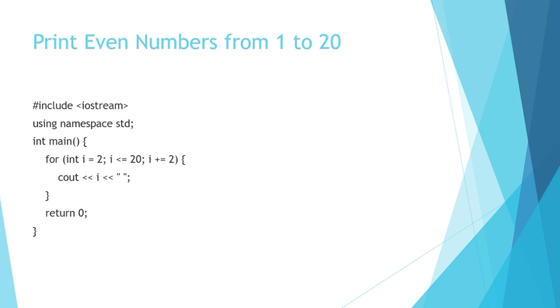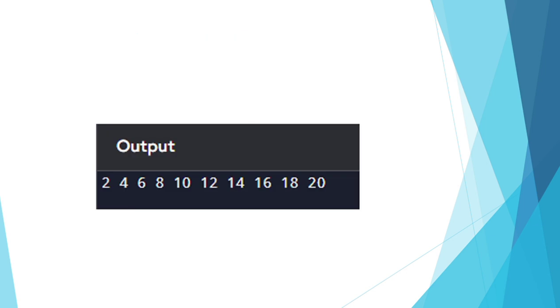After each iteration, the value of i is increased by 2. This means the loop will print every second number, starting from 2. Body of the loop. The cout statement prints the current value of i. The insertion operator is used to send the value of i to the cout object, which displays it on the screen. In each iteration of the loop, the current value of i is printed with a space after it. The value of i is incremented by 2, meaning that the next number printed will be the next even number. The loop stops once i exceeds 20, after printing 20. After successful execution, the output of the program will be this.